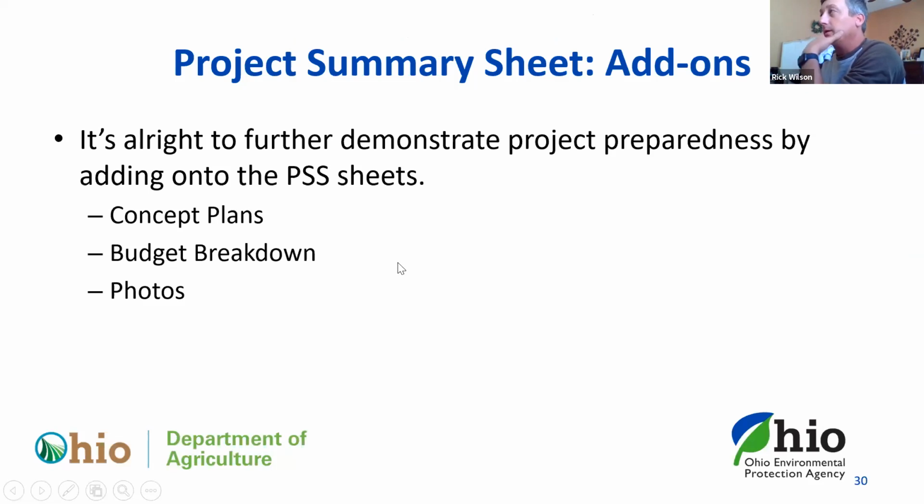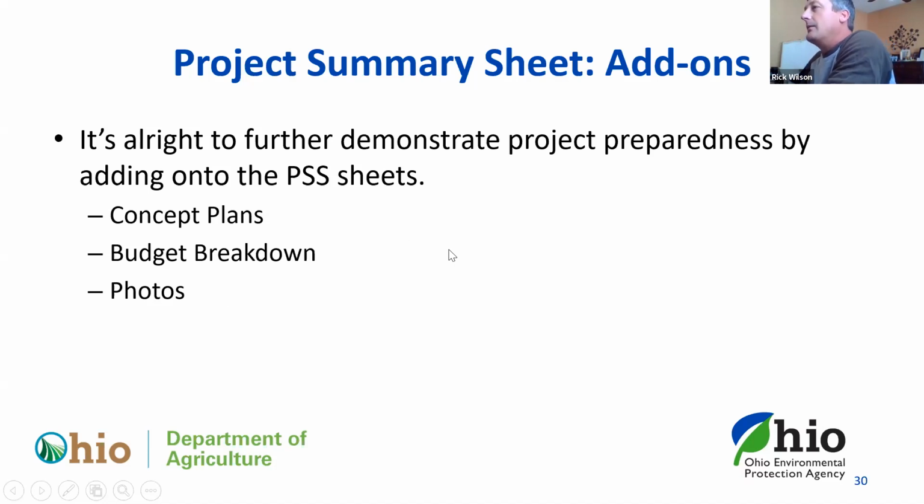You can add on to these. Some folks will provide a screenshot or an image of the concept plan for the project on the project summary sheets. I'd like to see the budget breakdown. A lot of times we can learn a lot from the budget breakdown, such as what the eligible costs are versus ineligible, and we could discuss this with potential applicants. Photos are also good. A lot of people put photos of project areas within the 9-element plan, but you can add them in the project summary sheets too.